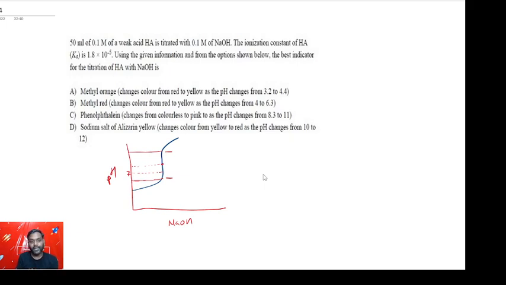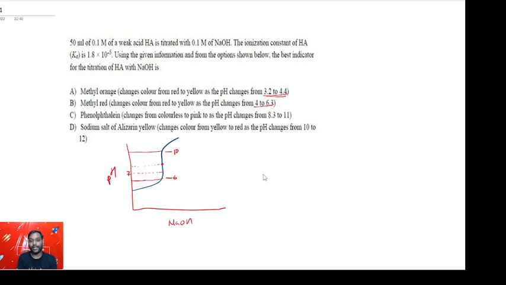So if we choose methyl orange, it changes the color in 3.2 to 4.4. Both of these values are not lying in the vertical region of this titration, so this cannot be used. Next is methyl red. Again, this goes from 4 to 6.3. Both values are less than that, so it can't be used.